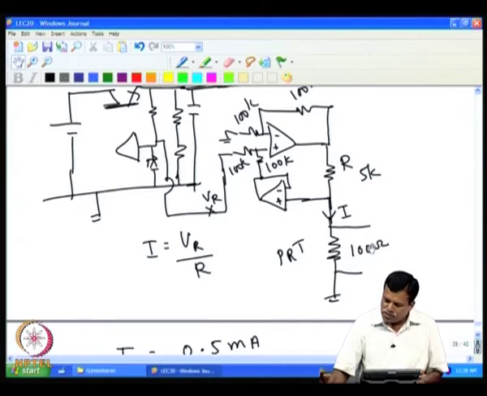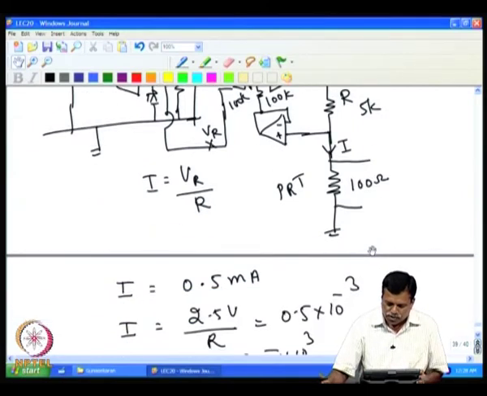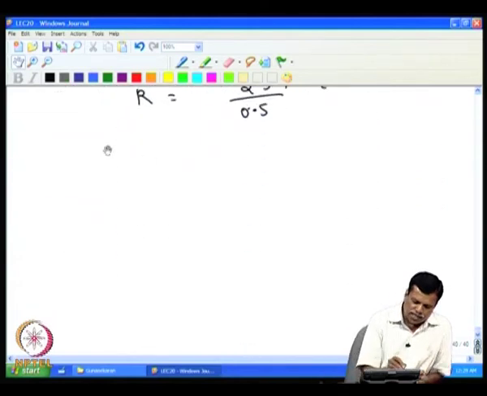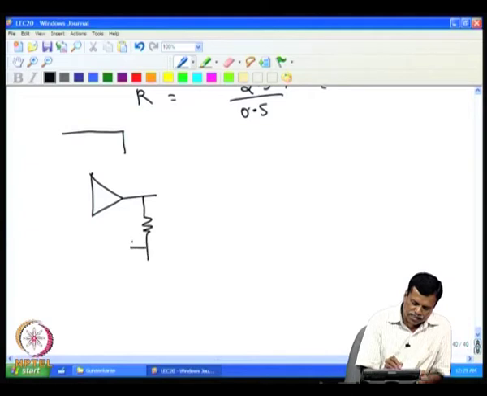So, we said we will use a 4-wire method. What we have done is, now I will pick up from this current source onwards. So, we will have this so far, the current source, that is nothing but this op-amp circuit. This op-amp circuit gives you the current, and this is the regulator part.